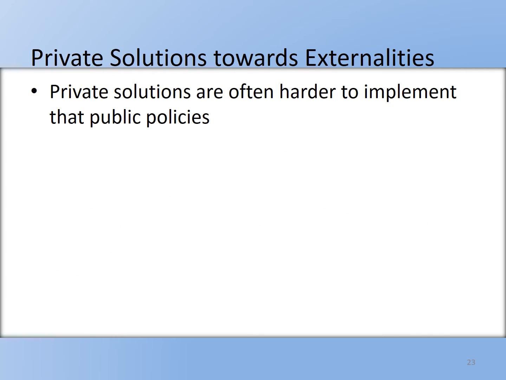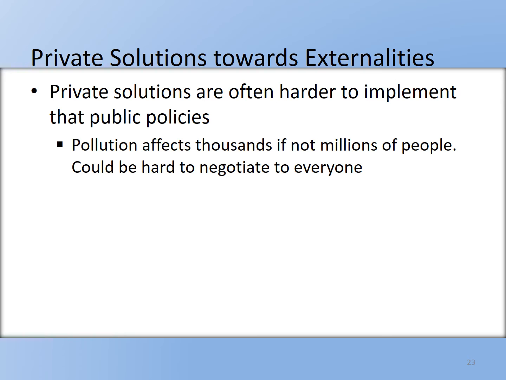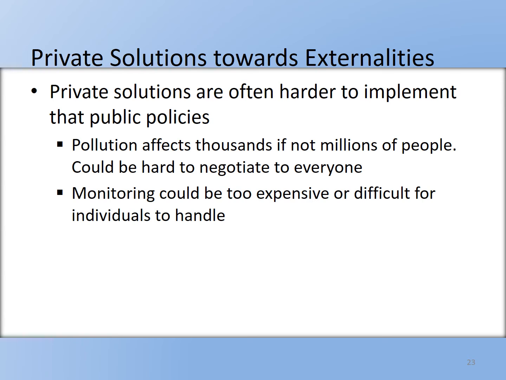So private solutions are often hard to implement. Pollution affects thousands, if not millions of people. It could be hard to negotiate. Monitoring could be too expensive or difficult for individuals to handle. I think Hong Kong has a very good example, the lead in water. Without some outside help, it could be very difficult for individual families to know whether their water source has lead or not.